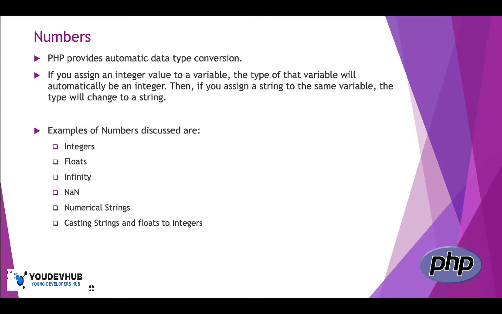Now, PHP provides automatic data type conversion. If you assign an integer value to a variable, the type of that variable will automatically become an integer. Then if you assign a string to the same variable, the type will change to a string. What is this trying to say?